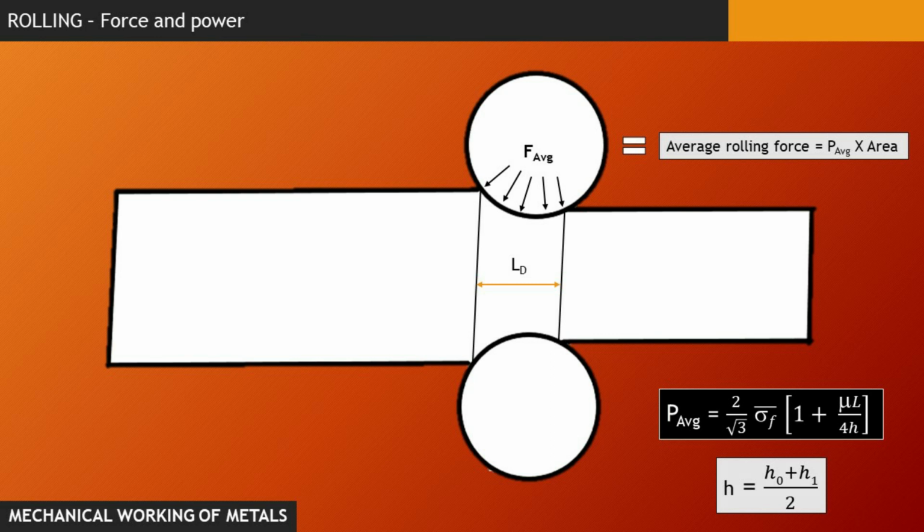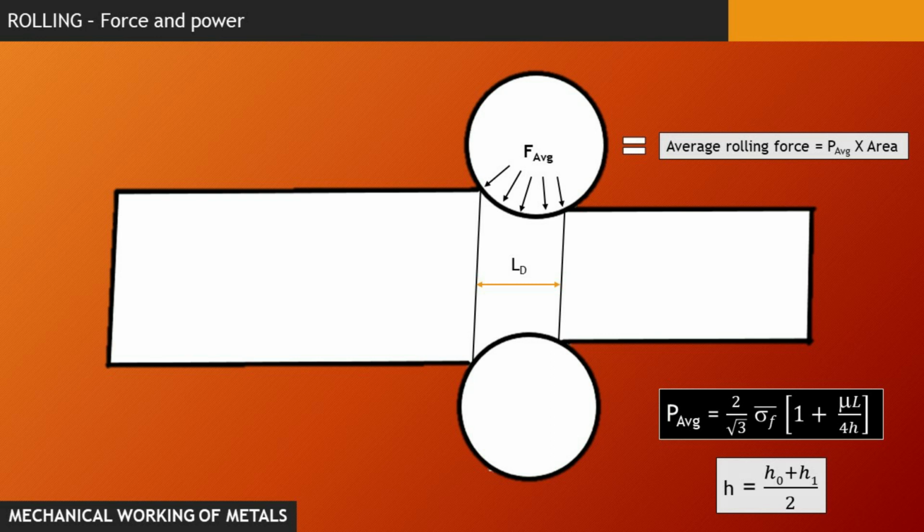pressure into area. And here the average pressure is given by this expression: 2 by under root 3 sigma F bar (1 plus mu L by 4H). Here sigma F bar is the average flow stress that we have studied in the very beginning of the course.